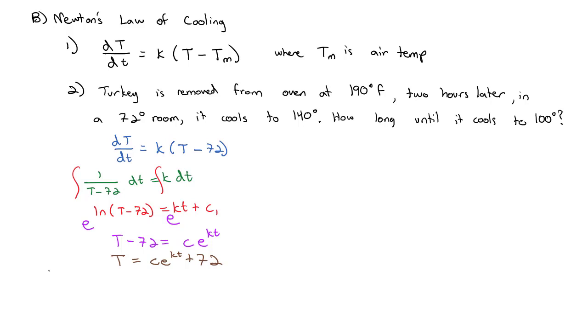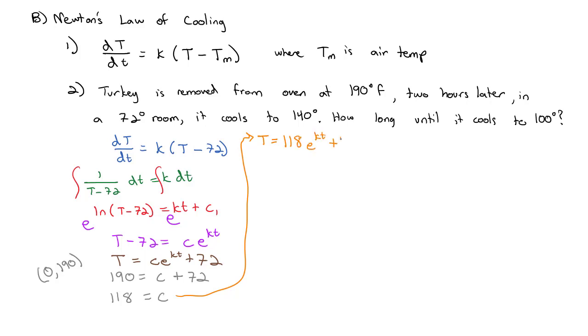But we're actually given an initial value. At time 0, the turkey coming out of the oven was 190 degrees. We can use this to solve for our constant. The temperature is 190 degrees is equal to C plus 72, because e to the 0 is just 1. So our constant is equal to 118 degrees. Which gives us our final equation for the turkey: the temperature is equal to 118 times e to the kt plus 72.